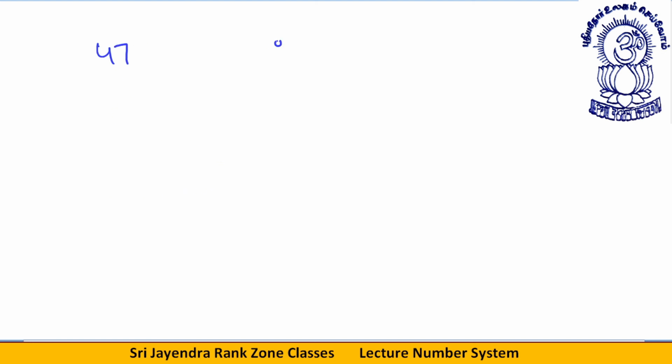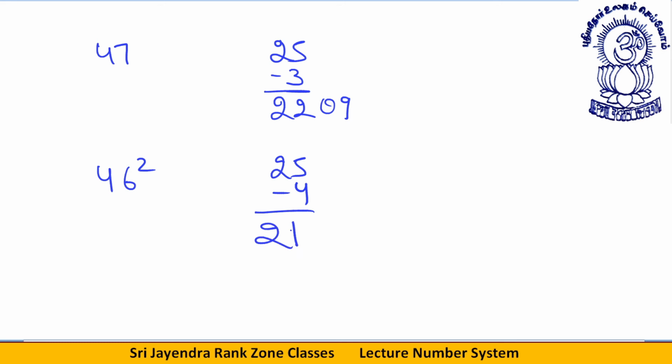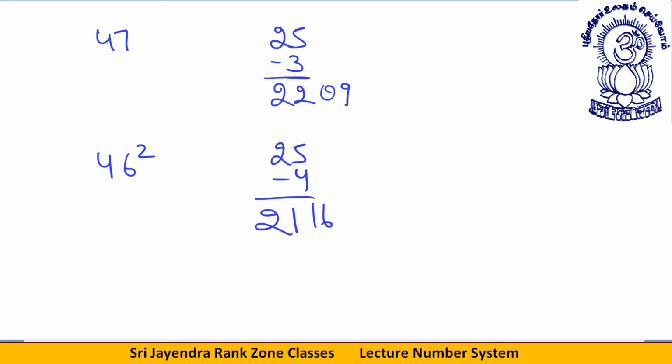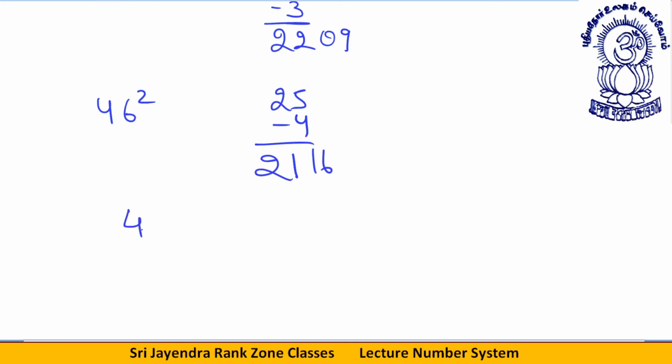47 square. Again, 25. 47 is 3 less than 50, so subtract 3 from 25, you get 22, then 09. 46 square. This is 4 less. 21, 4 square 16. Okay. 44 square. This is 25 minus 6, you get 19. 6 square 36. Getting it, my dear students?